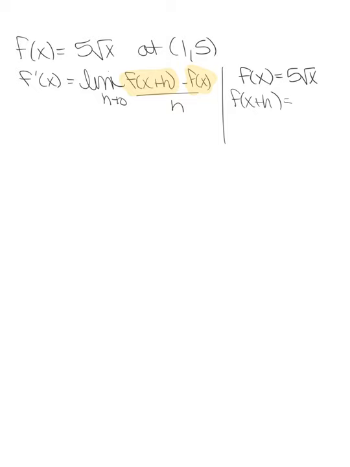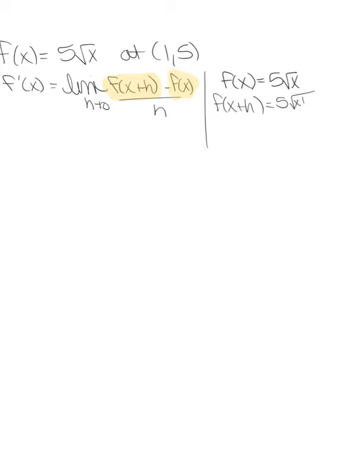And that is just simple function notation that says come up here and take my f of x, and everywhere there's an x, let's make it an x plus h. So this is going to be equal to 5 square root of x plus h. Get my pen here, sorry about that. There we go.